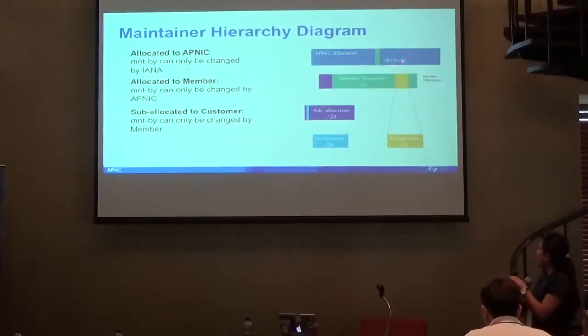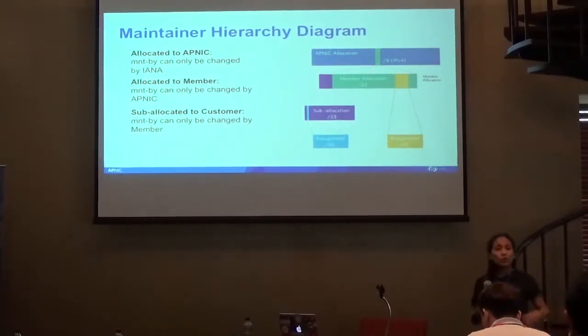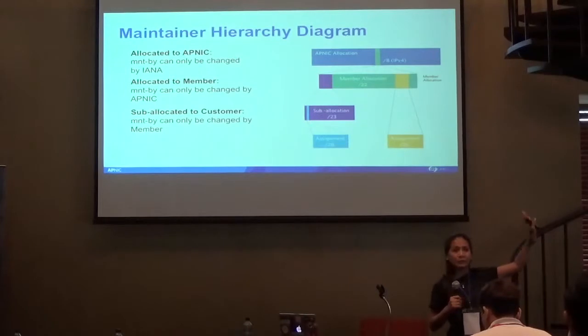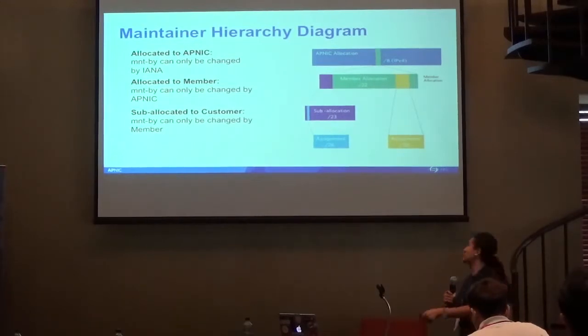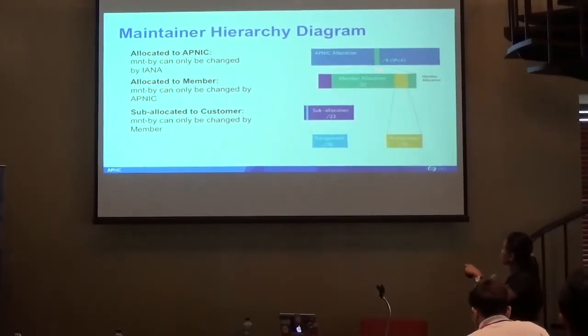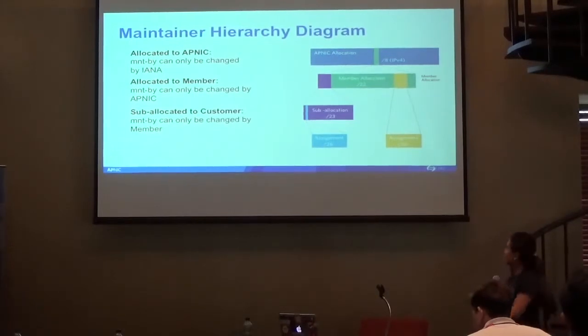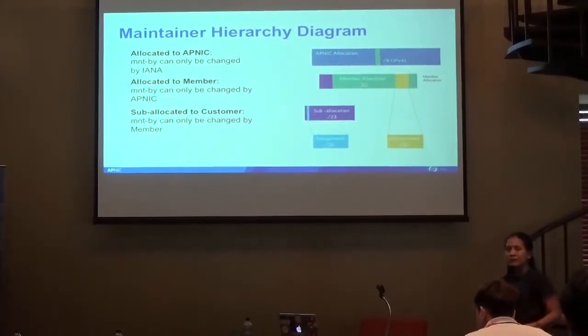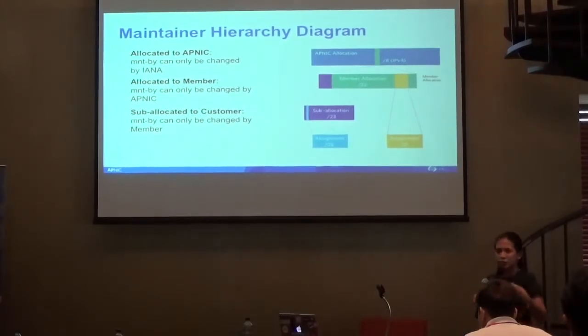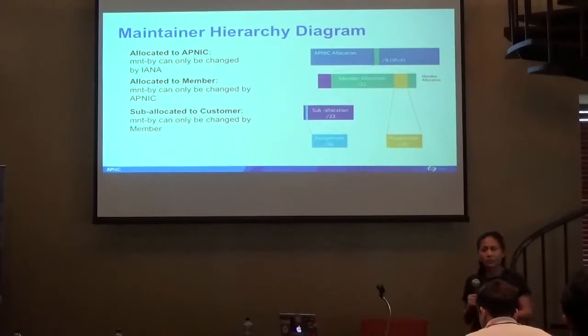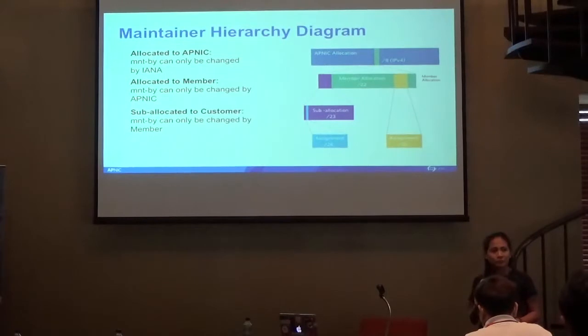So here, I have this block. This entire block is one allocated to APNIC from IANA. As you know, IANA maintains the entire pool, right? From IANA, APNIC has been given or delegated a /8 block. From that /8, we delegated a /22 to an APNIC member. And then from that /22, it's been chopped some more. And we've given say /23, /24, or /26 to a customer as a customer assignment or sub-allocation.